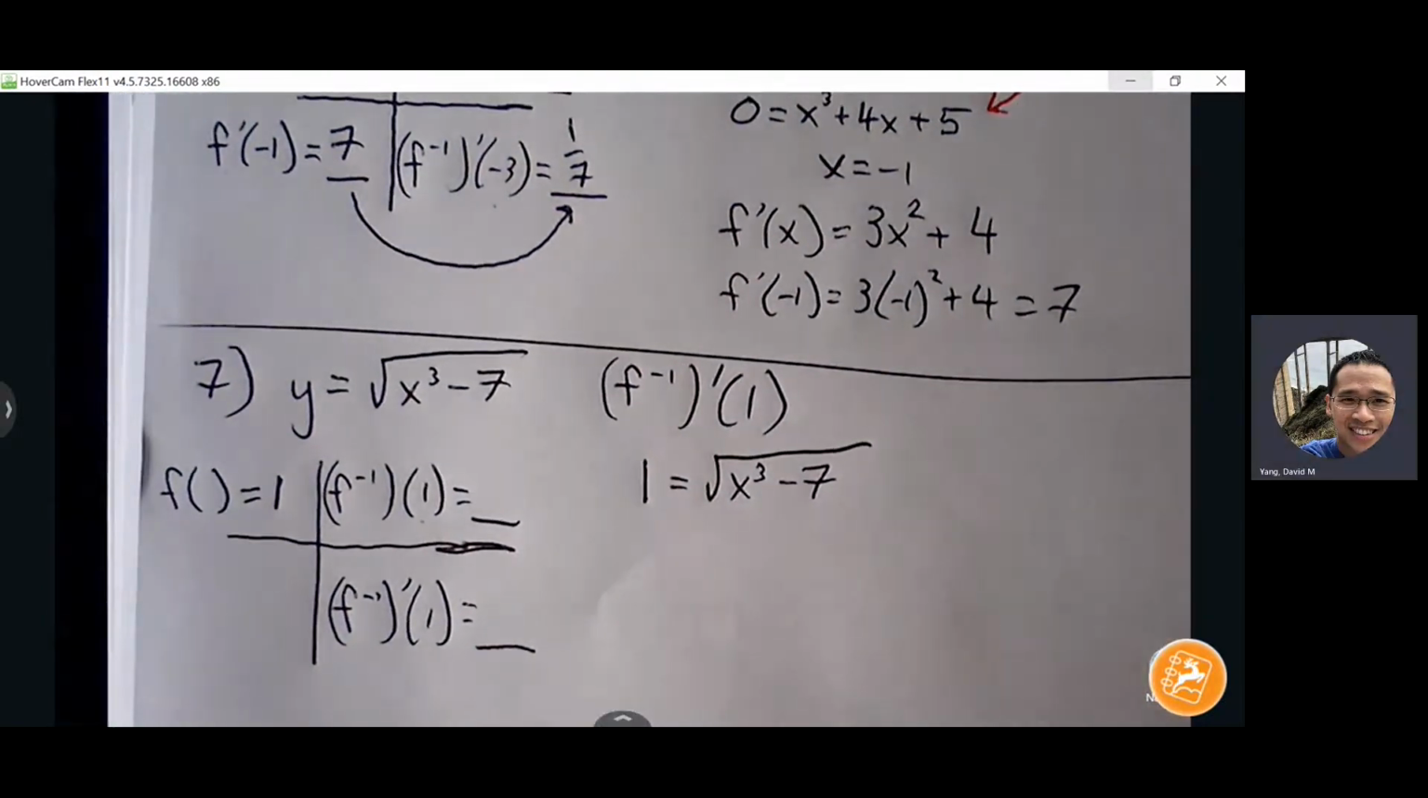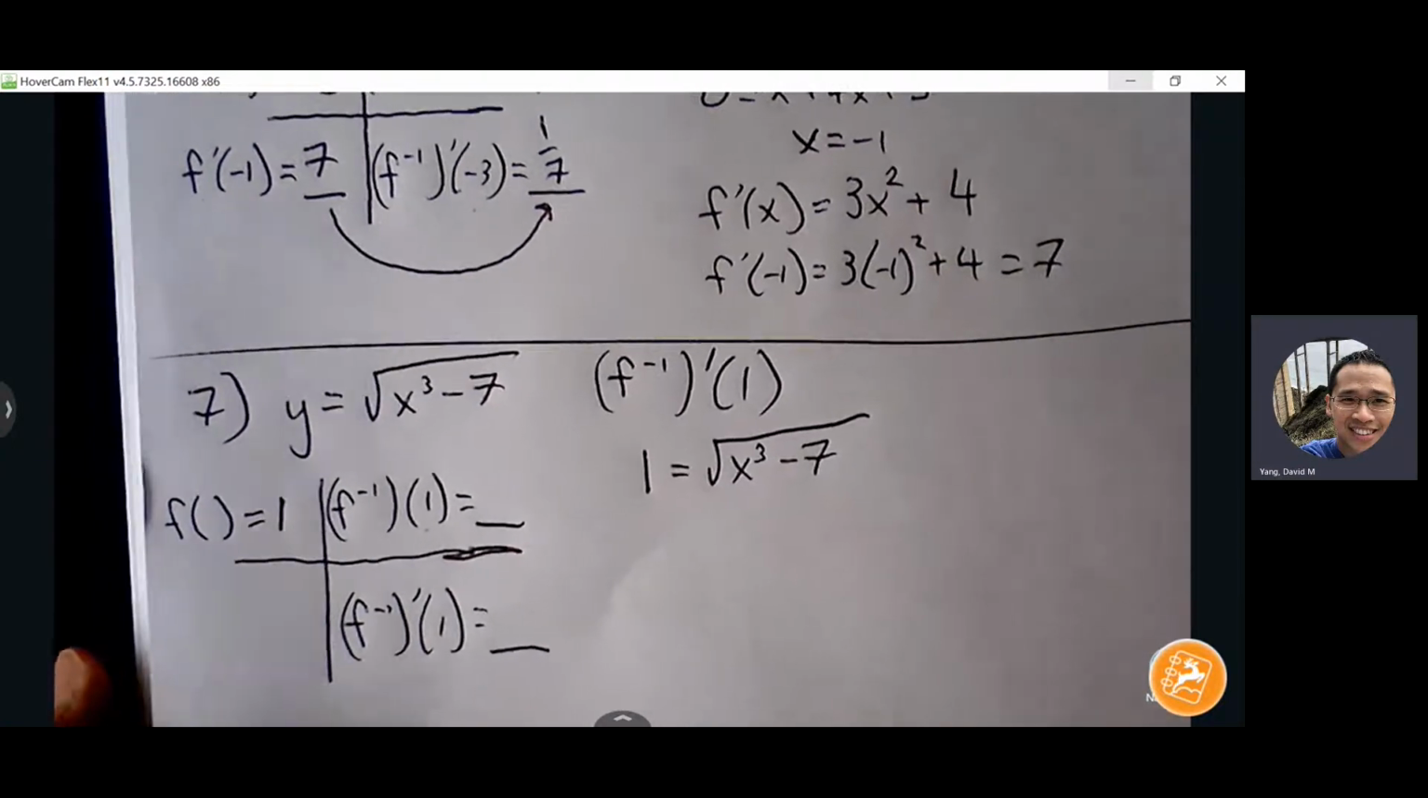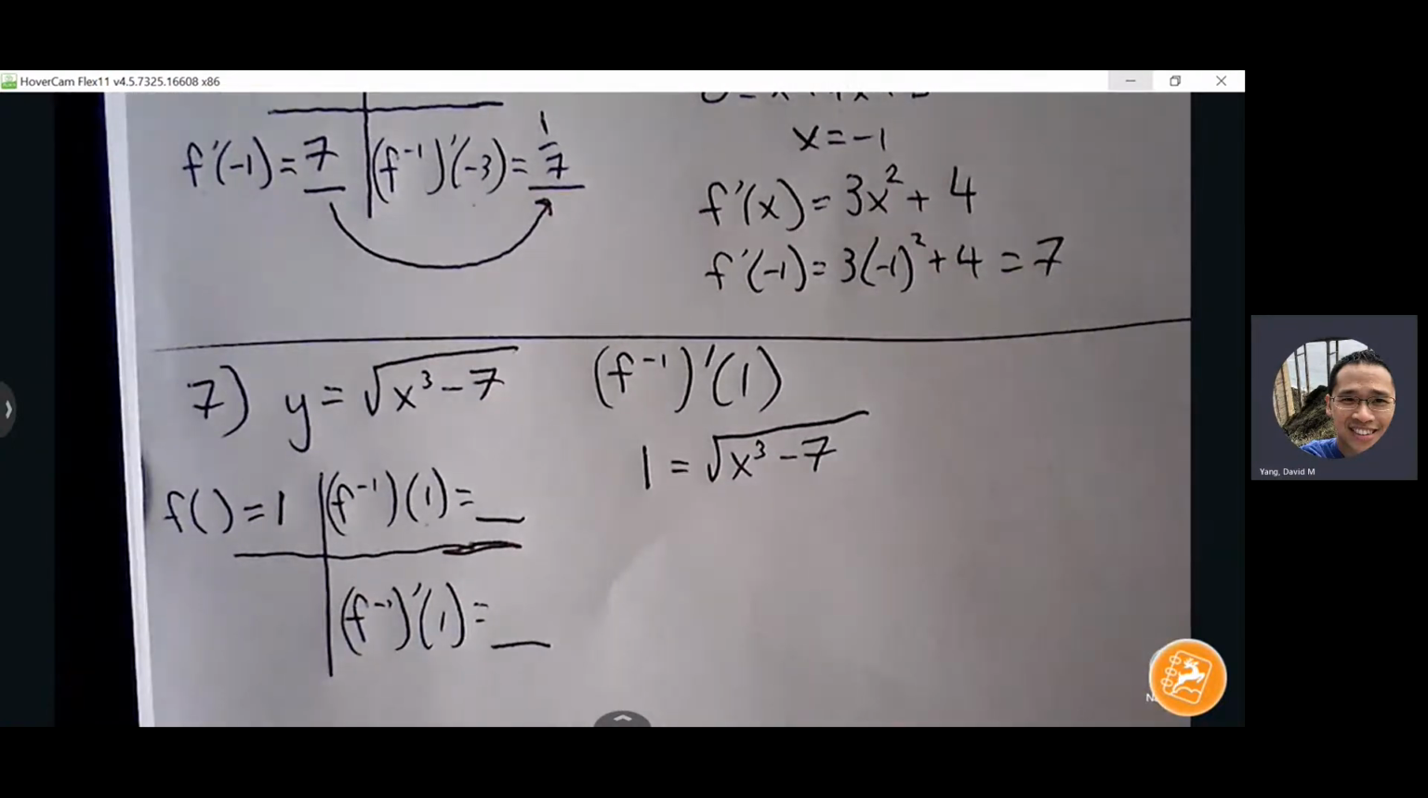I think this one we can do algebraically. We're not going to have to do a guess and check. I can square both sides.